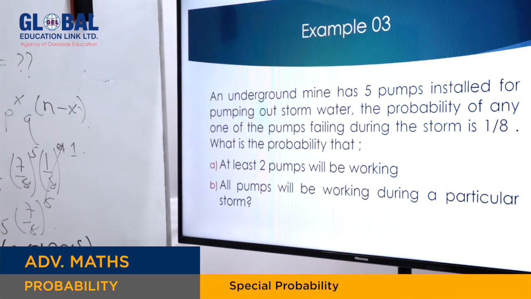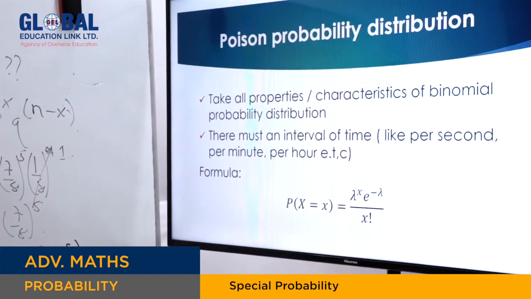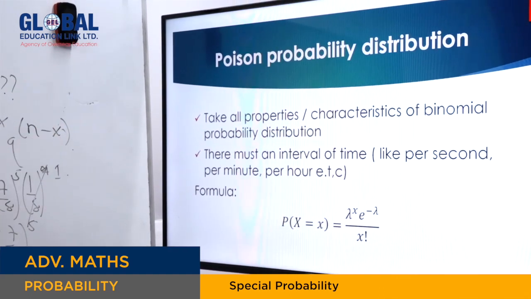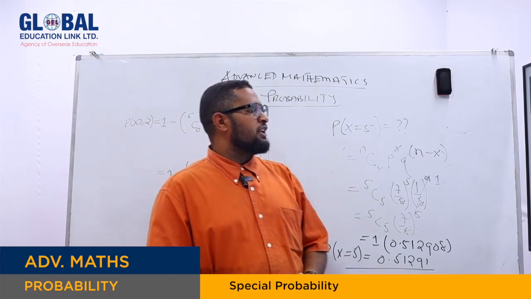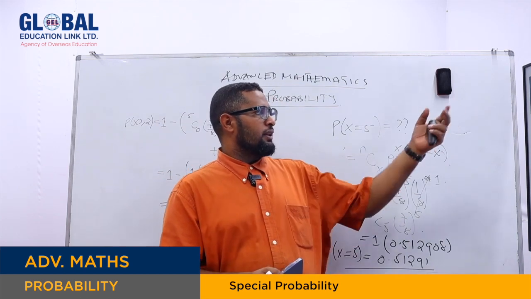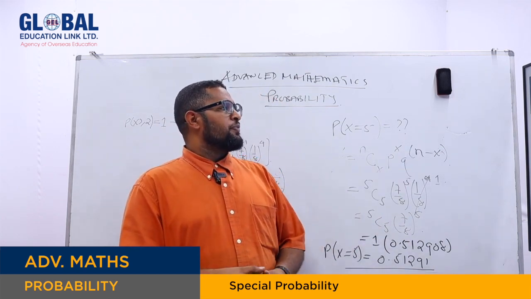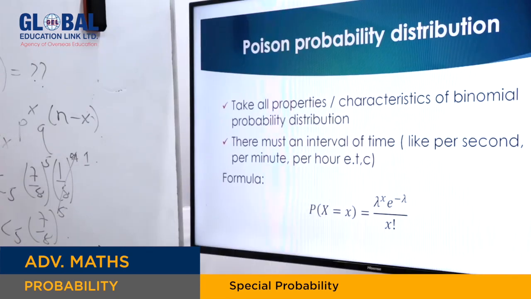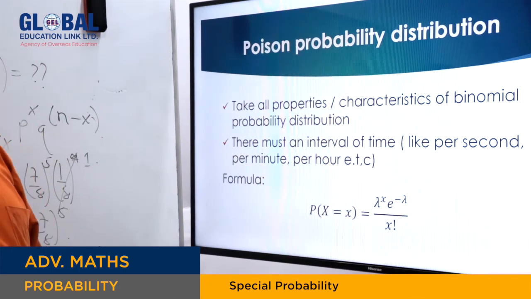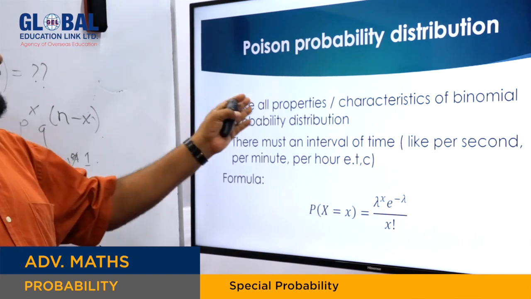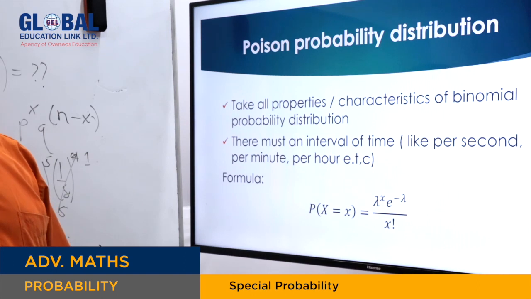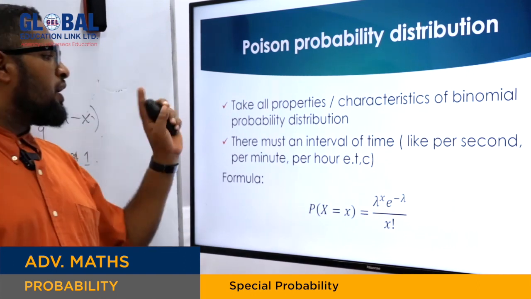Now, after that example, let's turn to the Poisson probability distribution. As I said when I was opening the session, we'll be discussing probability under binomial, and second will be Poisson probability. The Poisson probability distribution also takes all properties or characteristics of the binomial probability distribution. It means all the 3 properties under the binomial probability distribution also apply in the Poisson probability distribution, my dear student. But we have another one.